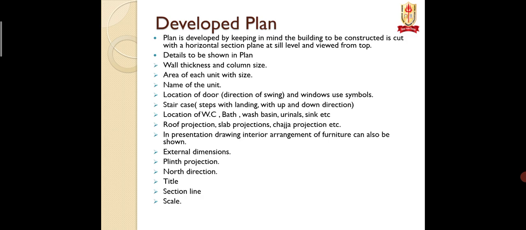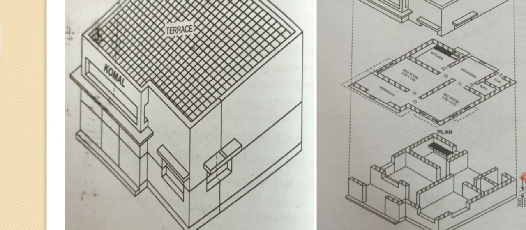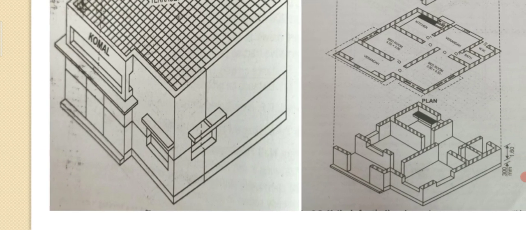In a data drawing, the first plan is a development plan. A development plan is developed by keeping in mind that the building to be constructed is cut with a horizontal section plane at the sill level and viewed from the top. For example, as you can see in this figure, if you draw the development plan of this house, then you have to cut the house at the sill level. As you can see over here, the horizontal line has been drawn.